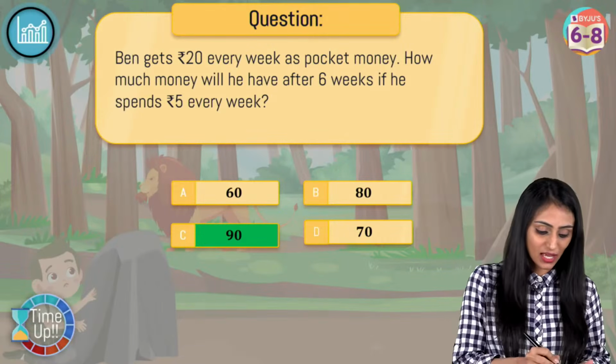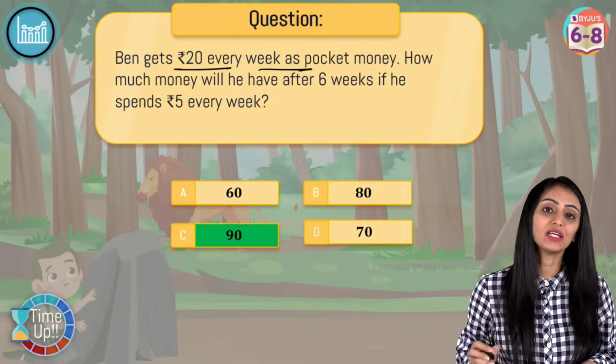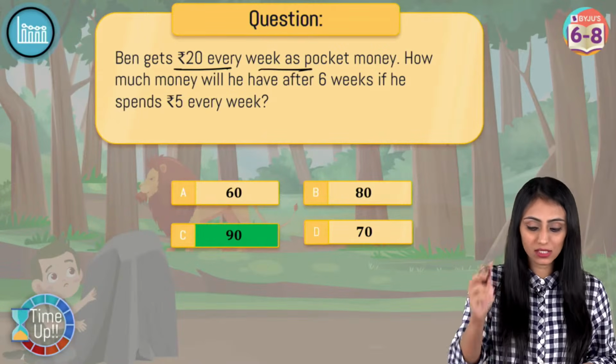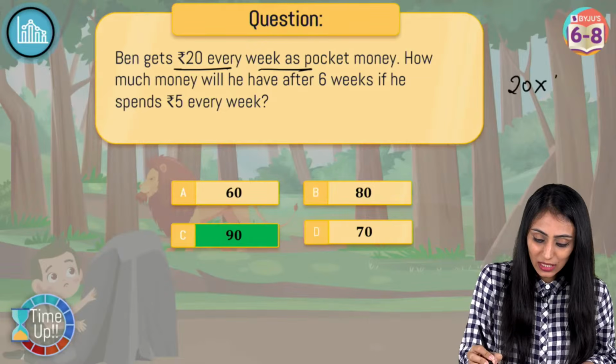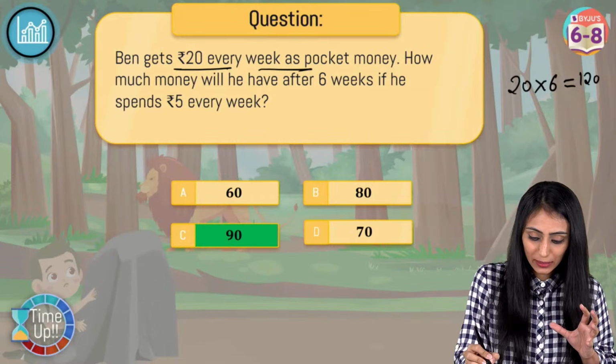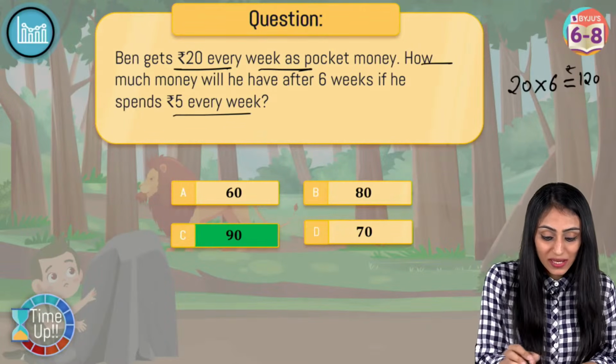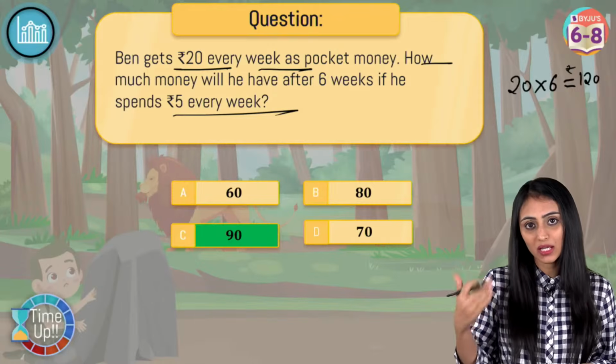It is 90. So let me just explain it to you for the ones who haven't understood this. Ben gets rupees 20 every week as pocket money. How many weeks do we have? 6 weeks. So rupees 20 every week. So in total 6 weeks, he will have rupees 120, right? Now, he spends rupees 5 every week.